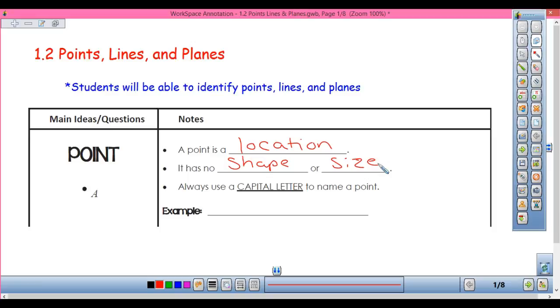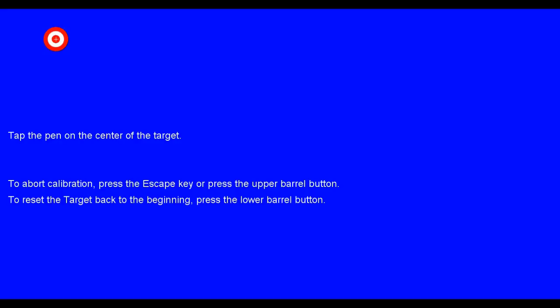So one thing you gotta bring in class, two things. Okay, you always use a capital letter. So in this case, if we're naming this guy right here, he's going to be point A.